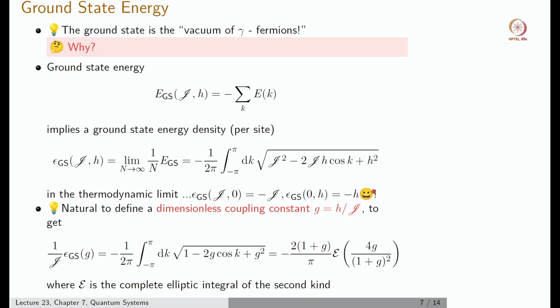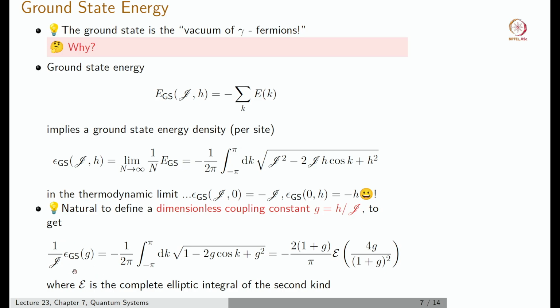So to perform the analysis now, it is very natural to define a dimensionless coupling constant. Remember, we always want to see the physics in terms of some dimensionless coupling constants, dimensionless quantities. So here the natural dimensionless coupling constant g is h by j. And if I want to define a dimensionless energy, I just divide it by j.